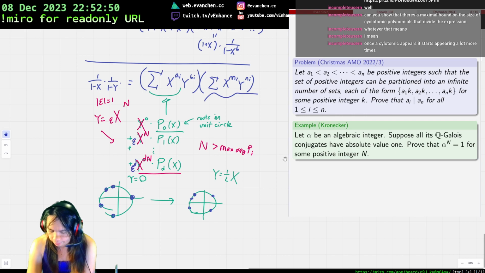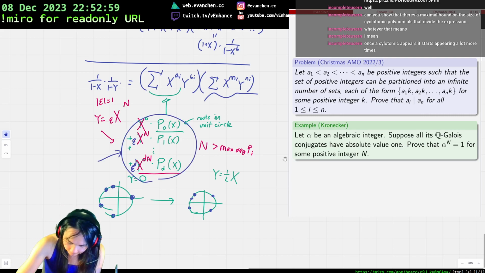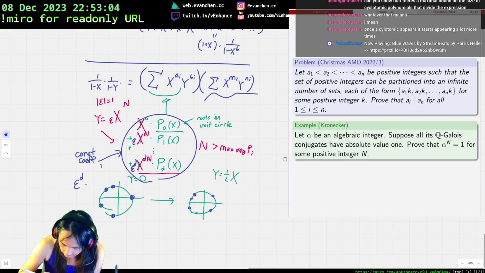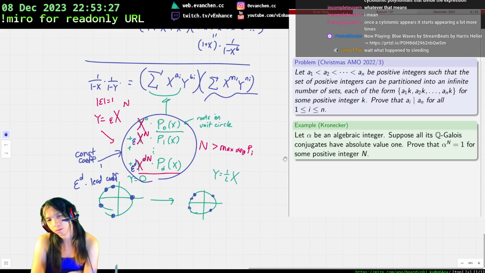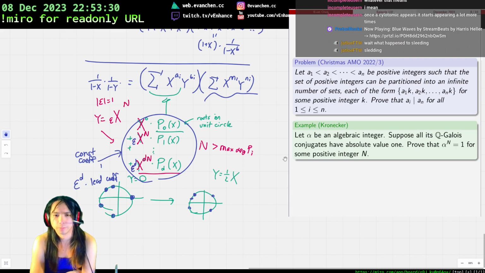Yeah, the claim is, okay, now I think the continuity. So for each epsilon equals 1, the constant coefficient of this blob, let me write this down, constant coefficient is 1, and the leading coefficient is epsilon to the d, which also has absolute value 1. But I can vary epsilon around the unit circle, and this is some polynomial, which basically the roots aren't going to change.